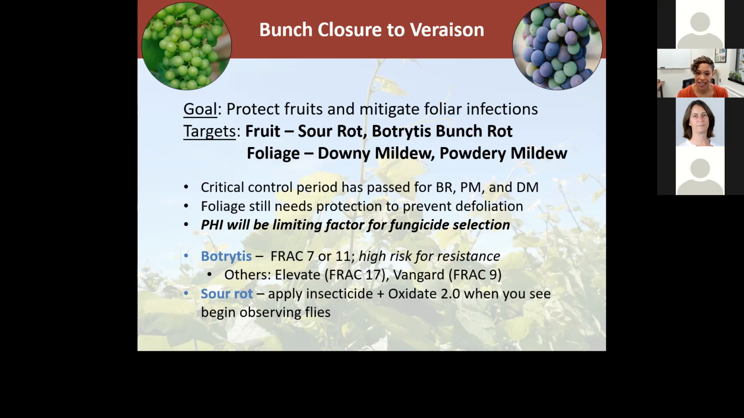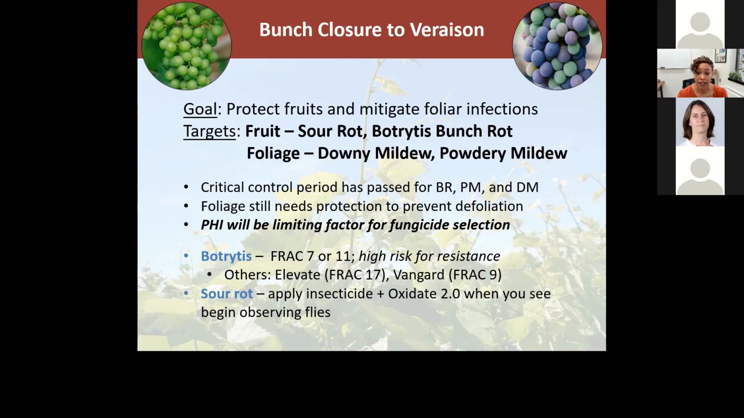We don't really dive too deeply into botrytis and sour rot. I do acknowledge that these are things that we do occasionally see, but you have very similar options. For botrytis, you have FRAC 7 and 11 chemistries. But again, these are high risk for resistance, and your ability to use these safely is going to really depend on how you use these FRAC groups earlier in the season. Additional fungicides to consider would be something like Elevate, which is a FRAC 17, or Vanguard, which is a FRAC 9. Both are well rated for botrytis control.